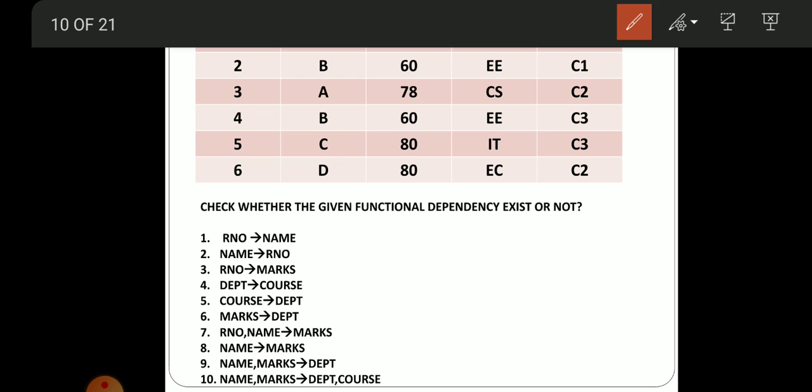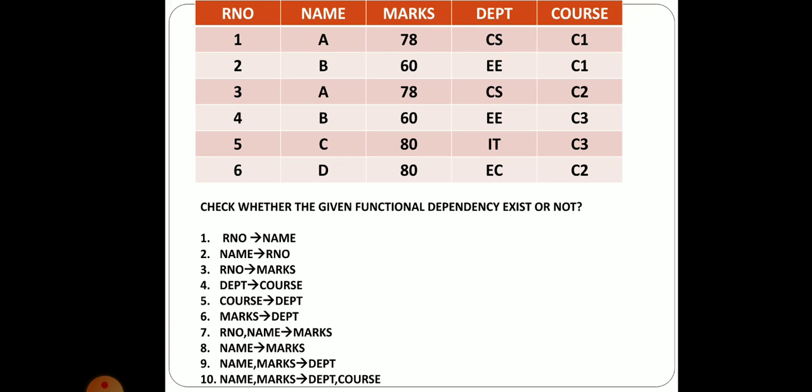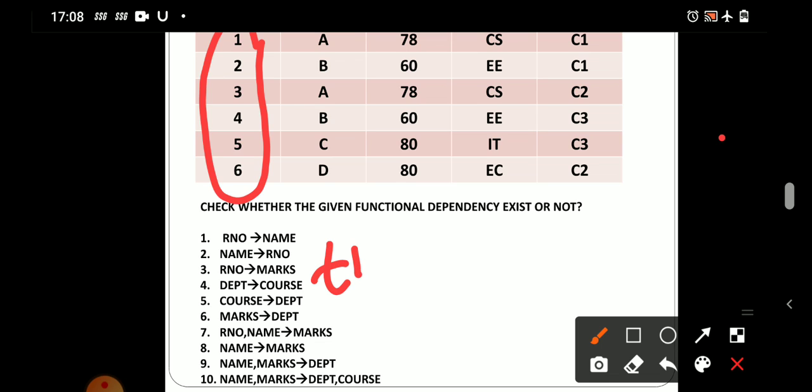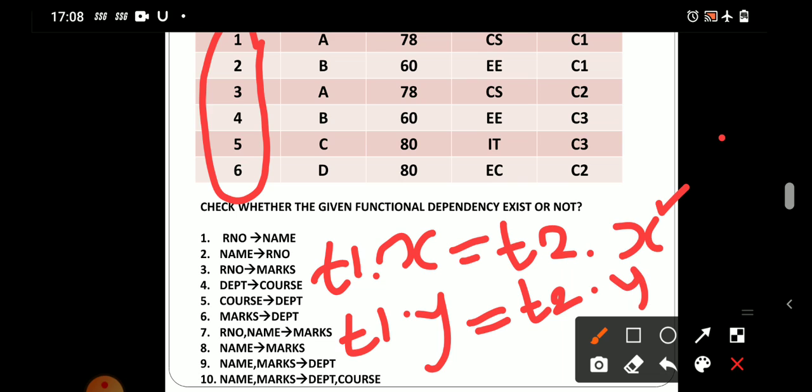Take the first relation, that is roll number to name. Here we have to take the relation roll number to name. These are the roll numbers, and you have to check whether roll number can identify name or not. First of all, you have to check the condition which I told you earlier, t1.x equals t2.x. If this condition is true, then only you have to check the second condition, and the second condition was t1.y equals t2.y.